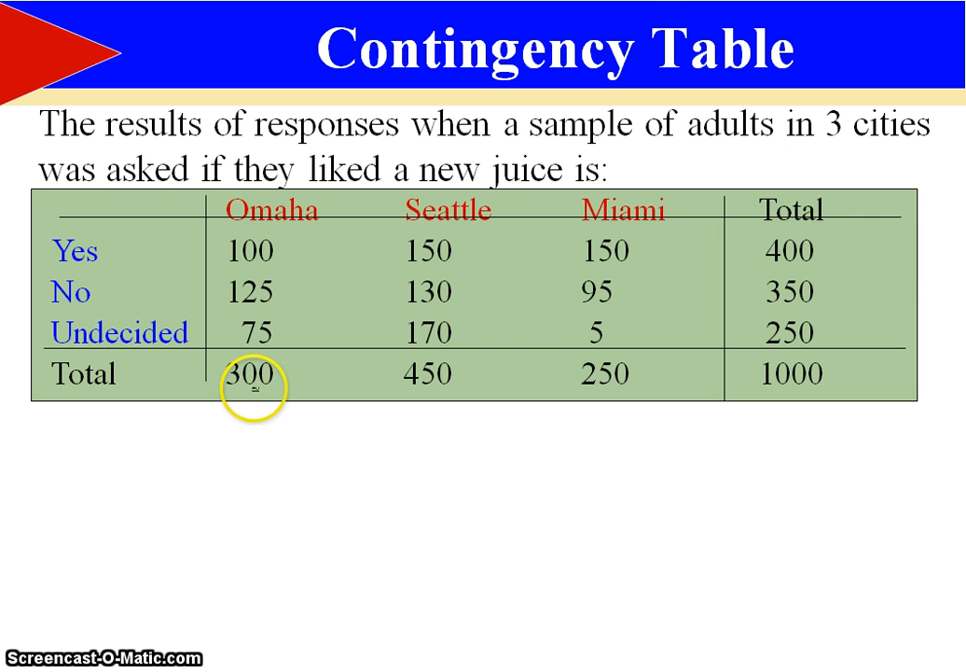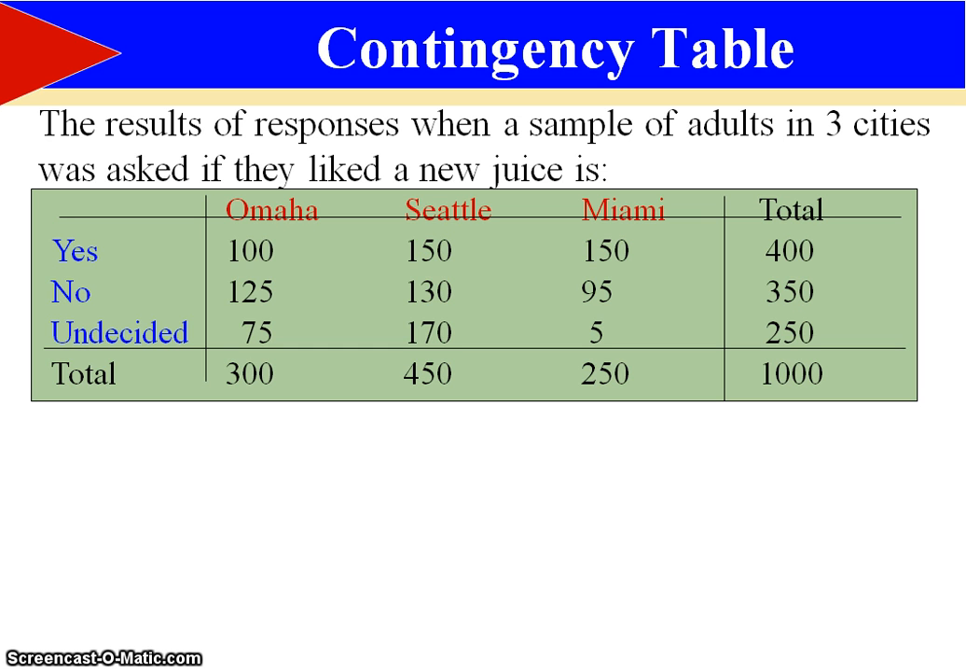Okay, so 300 people from Omaha, 450 from Seattle, 250 from Miami, 1,000 people total. Okay, so there were 400 people that liked it, 350 that didn't. So for example, 130 were people who were from Seattle and said, nope, don't like the juice. Okay, so just pretty standard table. It's called a contingency table.